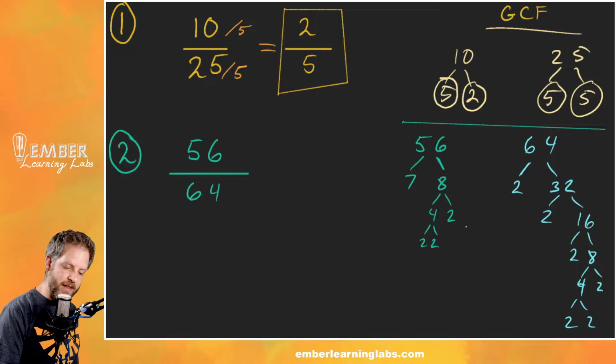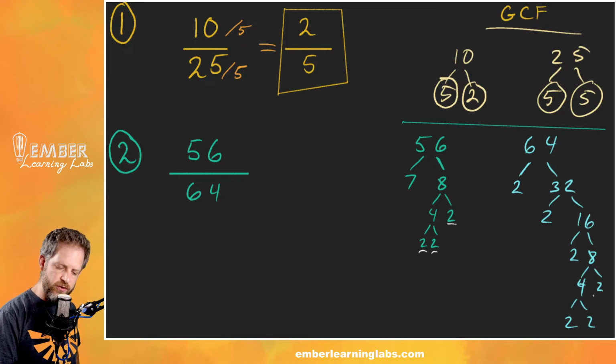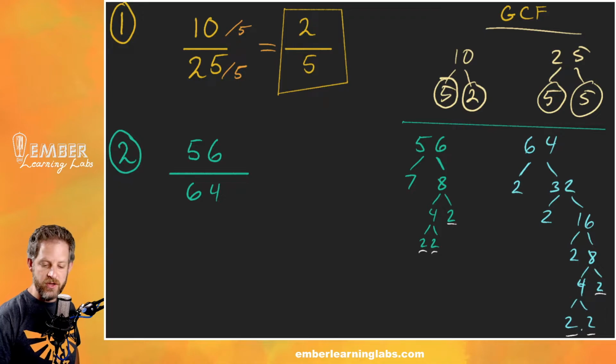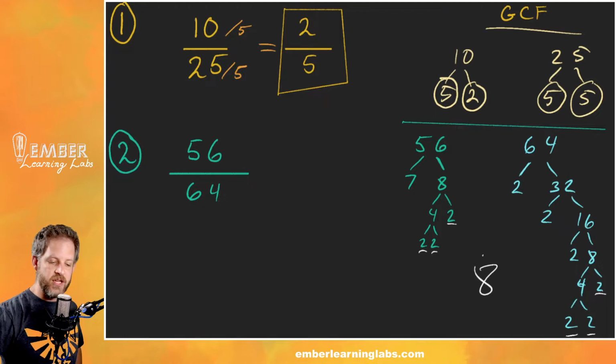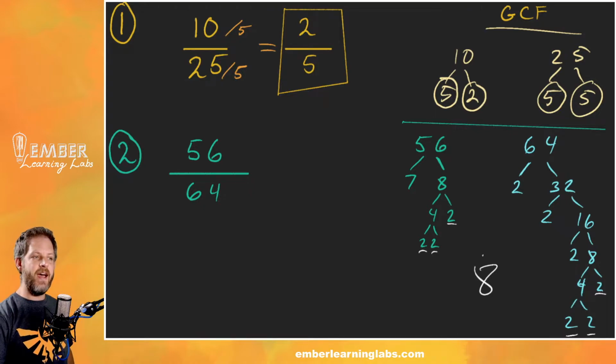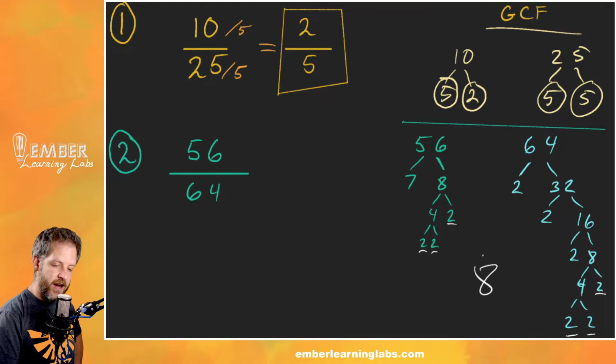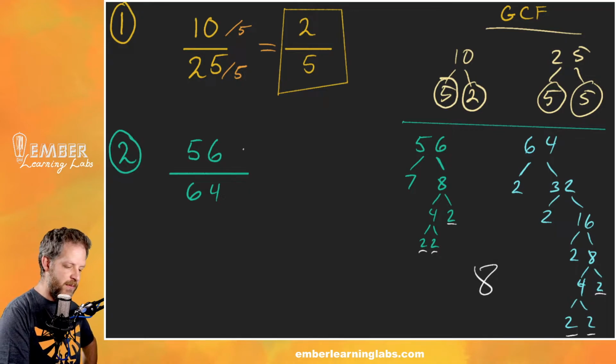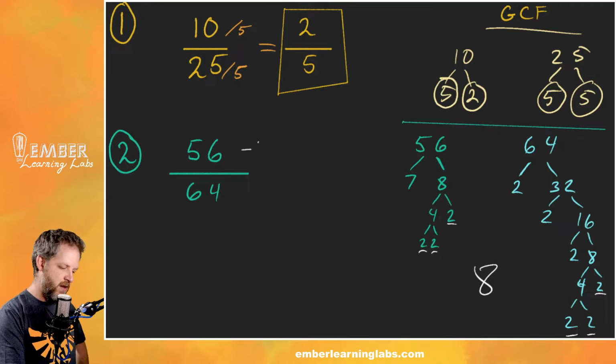So what's in common? They each have 1, 2, 3 2s. 2 times 2 times 2 is 8. So our greatest common factor is going to be 8. All right, so we can divide the top and bottom over here by 8. We're going to use this symbol because it's a good idea.